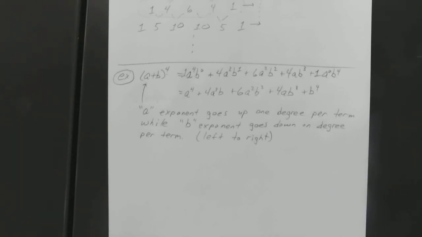Is this one going right to left? Nope, left to right. So the a is going to go down from left to right, and the b is going to go up from left to right. Always starting at 0 and ending at 0. Yeah, exactly.